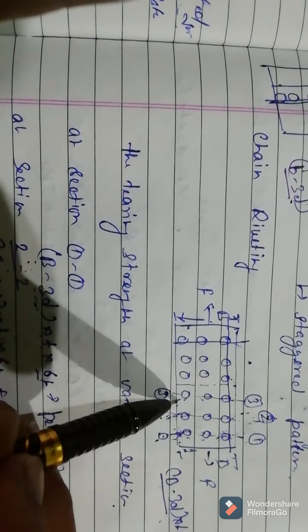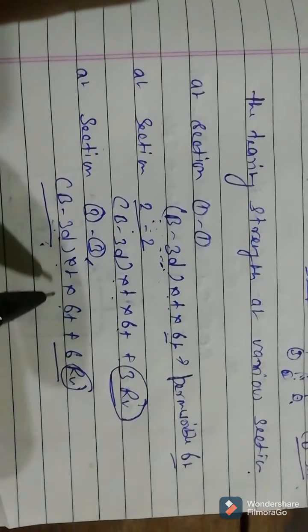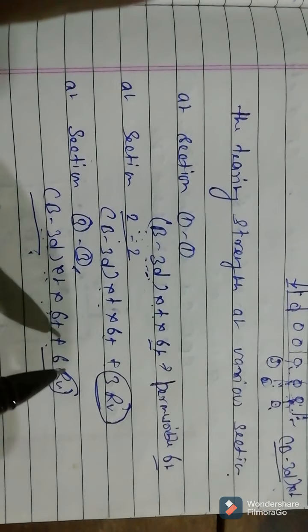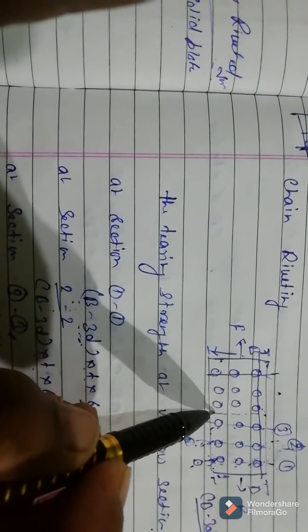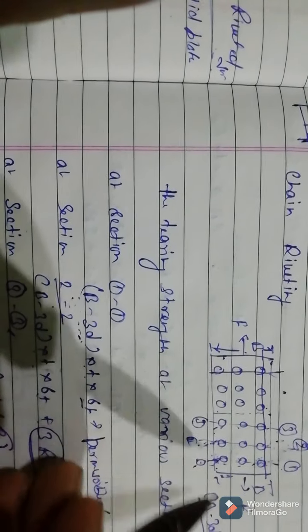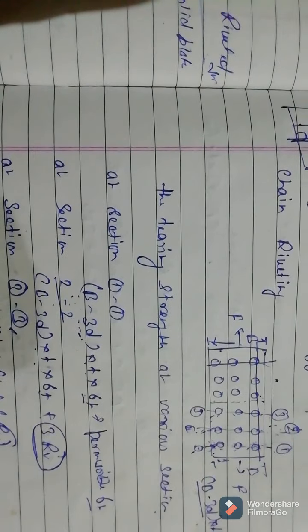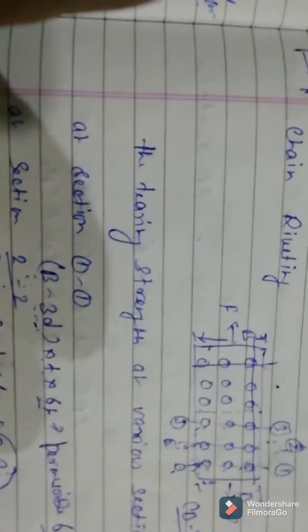So now tearing strength at the third section is (B minus 3d) into t into sigma t plus 6 rivet values. As we move toward the joint, the rivet values are increasing with respect to the number of rivets. So now let's go to diamond riveting.